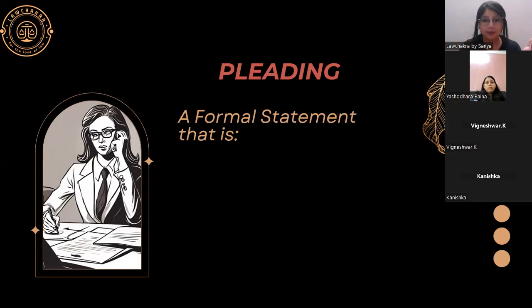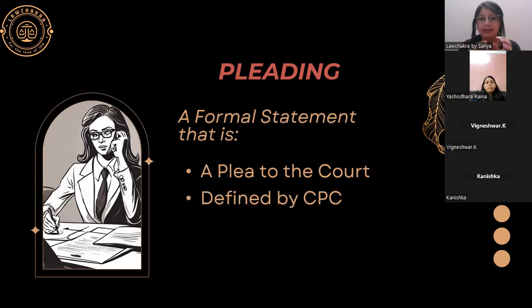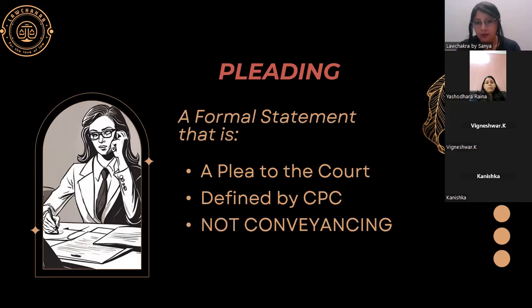It is a formal statement that is a plea to the court, and it is defined by CPC. It is given in CPC, and it is not conveyancing. So please keep this in mind. Very simply, whatever you file in court is the pleading. But do remember that pleadings are only in civil cases. They're not in criminal cases.